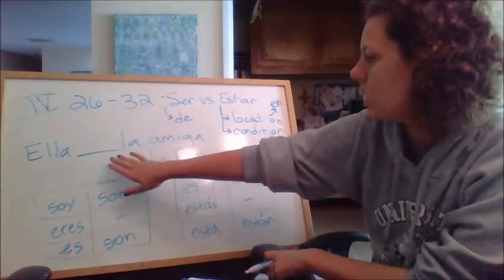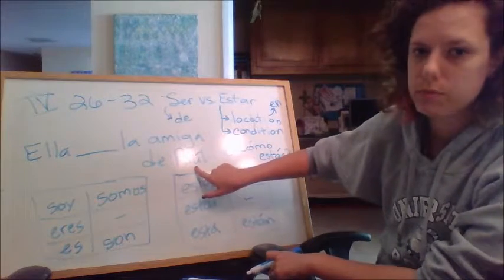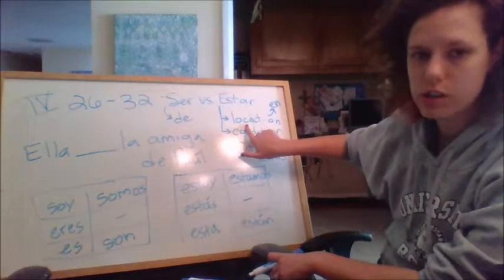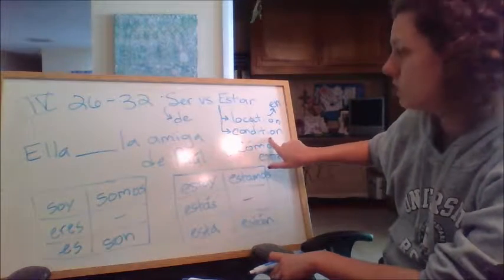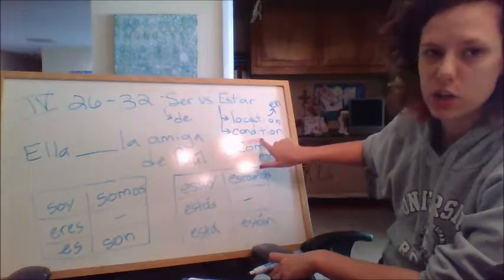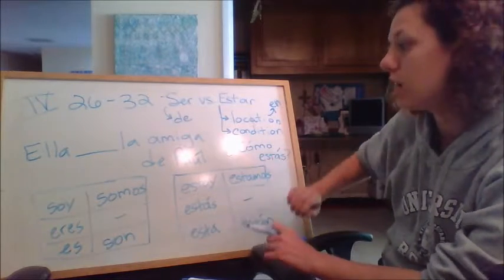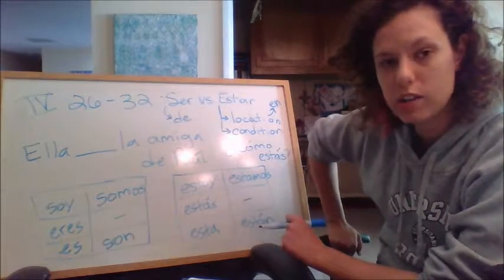So she is the friend of Raúl. So is that a location? We sure hope it's not a condition, right? Because we hope that our friends last. So it's not a condition, because I would never say, how are you? And she would say, oh, I'm Raúl's friend.